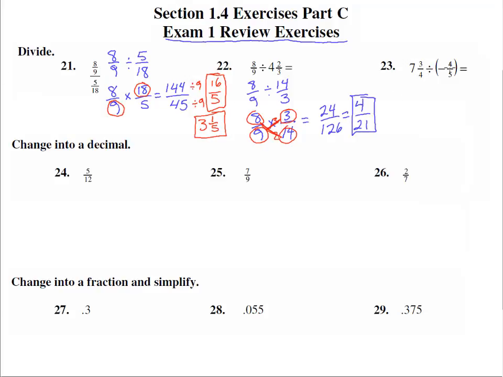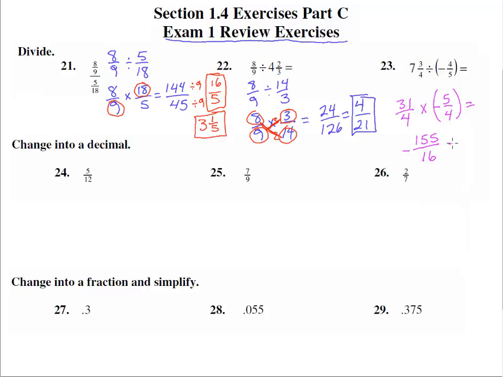Number 23, much bigger problem here. 7 3/4 divided by a -4/5. So this is going to be changed into an improper fraction. 4 times 7 is 28, plus 3 is 31/4, times, flip this over, and we get a -5/4. Oh, good. Okay, so if we multiply those, it equals 31 times 5 is 155. 4 times 4 is 16, and positive times negative is negative. So we're stuck right there. There's no simplifying that I can see up here or here.